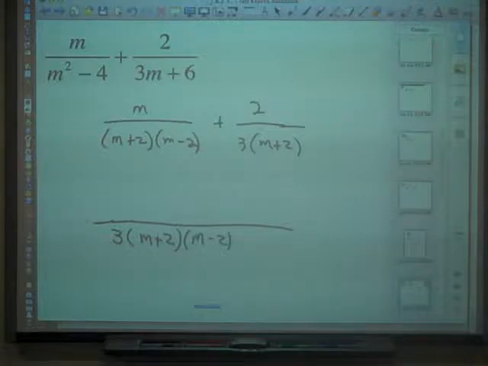Equal 1. You get 1. So you can cancel. Because then you can cancel that and you can cancel that.